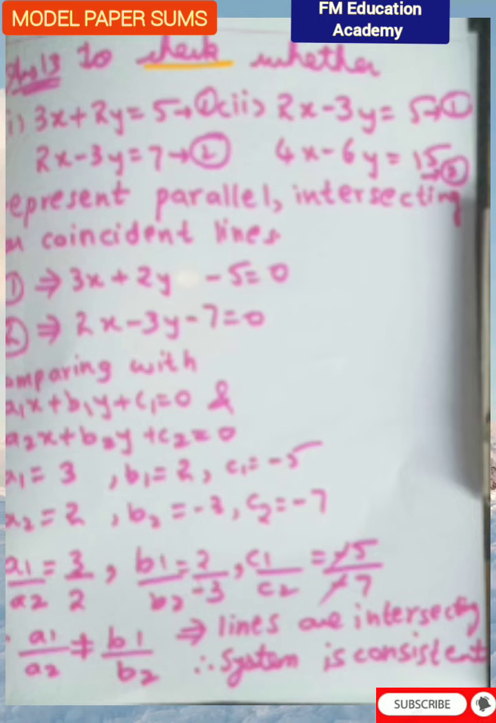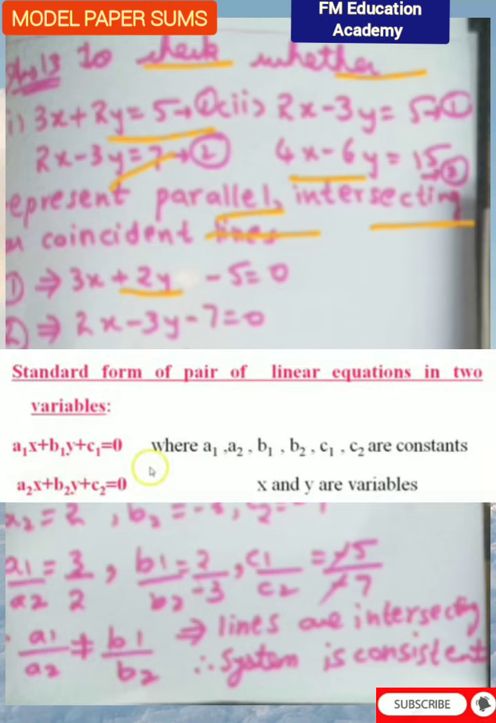So the answer is to check whether 3x plus 2y is equal to 5 and 2x minus 3y is equal to 7, and the second bit also, represent parallel lines, intersecting lines or coincident lines. What we'll do is first we'll do the first bit and then we'll do the second bit. So we can observe that the first bit is not in standard form. What is the standard form? a1x plus b1y plus c1 is equal to 0. This is the standard form.